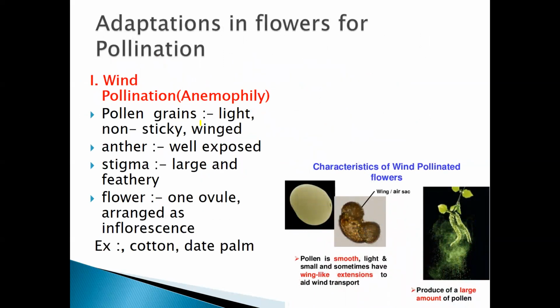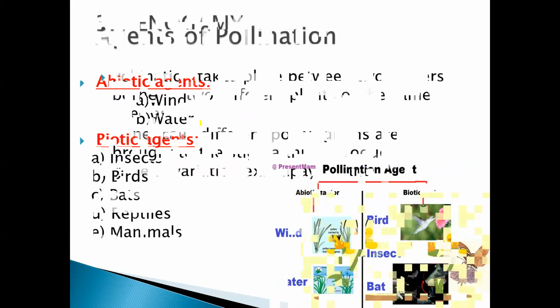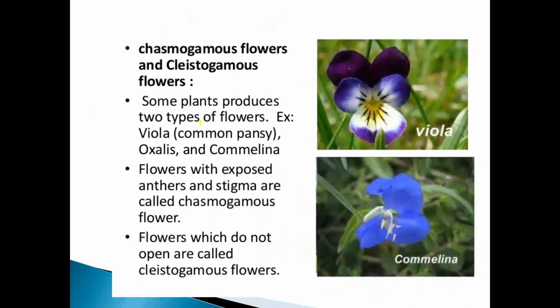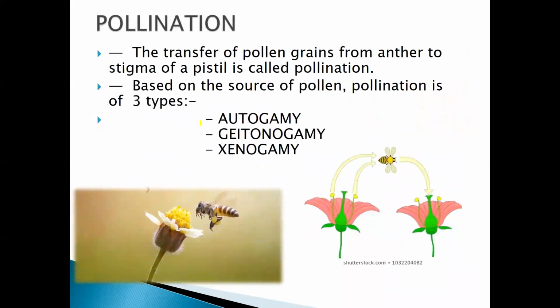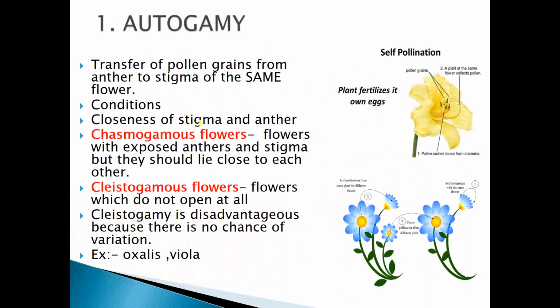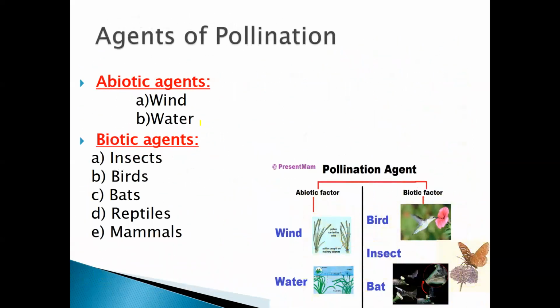So till here you need to remember there are some adaptations in flowers for the pollination to take place. Today we studied the definition of pollination, then the types of pollination: autogamy, geitonogamy, and xenogamy. Then we studied the agents of pollination. There are two types: abiotic agents and biotic agents. In abiotic agents, that is non-living agents, we studied wind and water, and in biotic agents, insects, birds, bats, reptiles, and mammals.